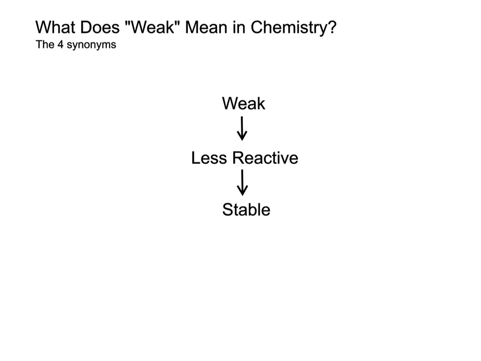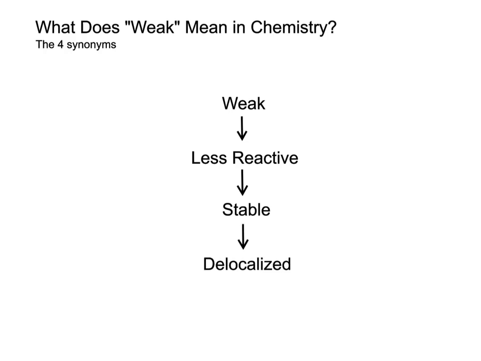But why it's not intuitive is because most people think of something strong as stable. In everyday language, this makes sense, especially if you think about the foundation for a house, for example. A strong foundation for a house means that the house would be stable. But in chemistry, it's actually the exact opposite.